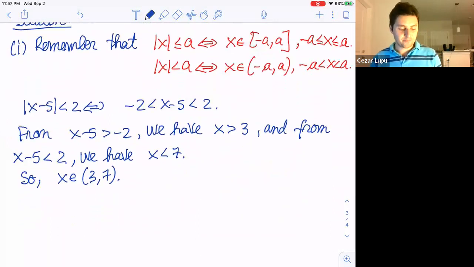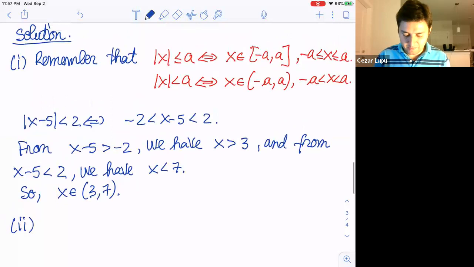Right? Very simple. Now let's look at the second one. The second one will be very, very similar. The only difference is small, but it is very similar.